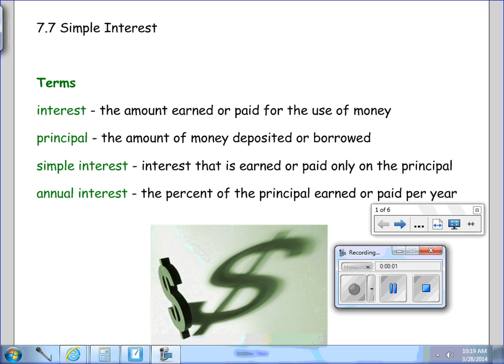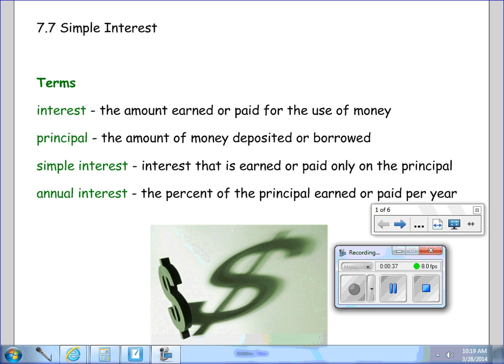In this lesson that we're going to talk about simple interest, there's some terms that we're going to discuss. Interest is the amount earned or paid for the use of money. If you earn interest, that's when you put money in a bank or a credit union, and it earns money while sitting in there. Interest paid, for example, if you bought a car or a boat or a home and you needed to borrow the money, you have to pay the bank for borrowing that money, bank or credit union.